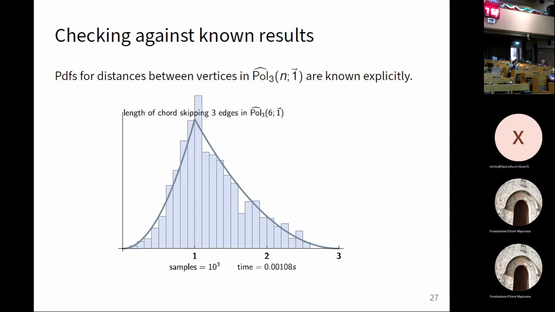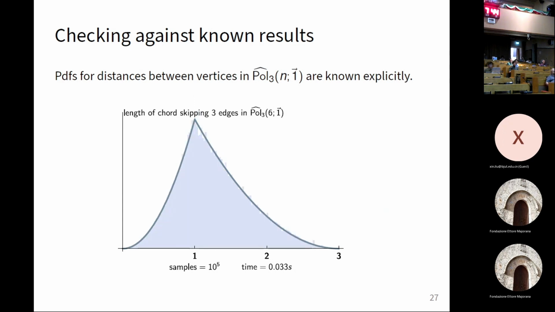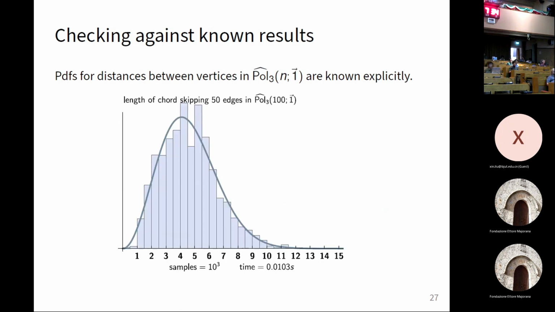In hexagons, the length of the middle chord is piecewise quadratic, again with a corner. And as you keep sampling, you can resolve that corner really well in the histogram. So here's a big example. I have 100-gons, and I have the length between vertex 1 and vertex 50 in the 100-gon.